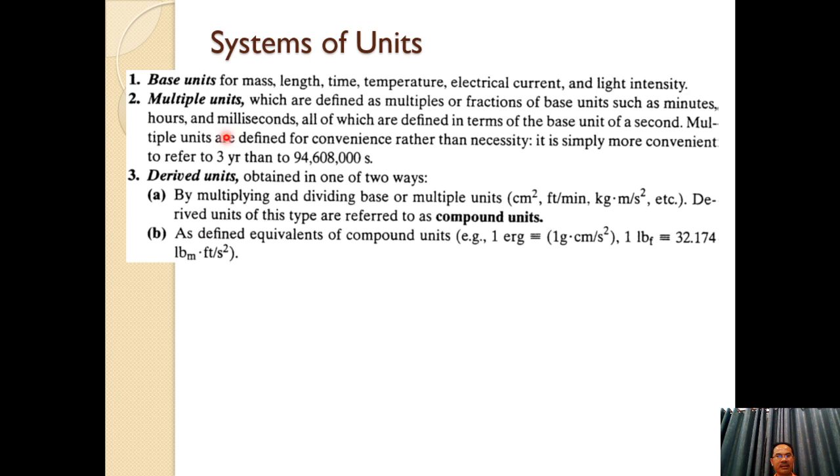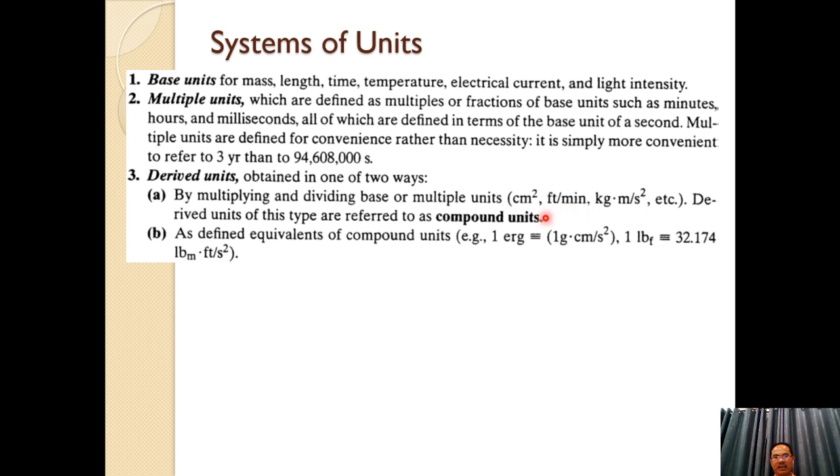The last system is derived unit. A derived unit is a unit that's obtained in two ways. The first way is by multiplying and dividing base or multiple units. Sometimes we call this the compound unit. For example, the unit of area comes from multiplying the base unit of length. Length multiplied by length, we get length square, for example centimeter square.